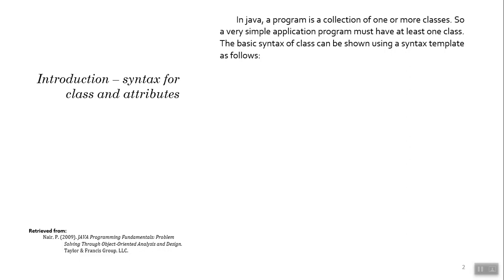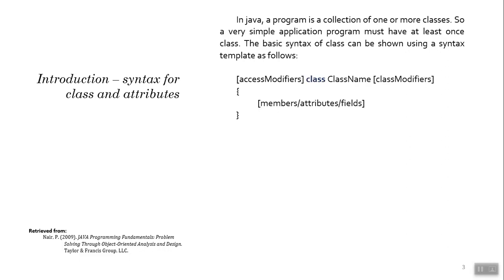In Java, a program is a collection of one or more classes. So, a very simple application program must have at least one class. The basic syntax of a class can be shown using a syntax template as follows. So, we have here the access modifiers, class, and also the class name, and then the class modifiers. And then inside the implementation are the members, attributes, and fields.